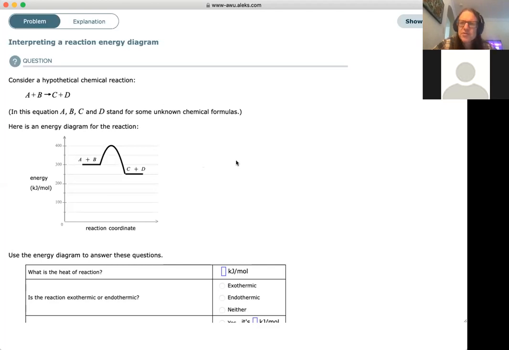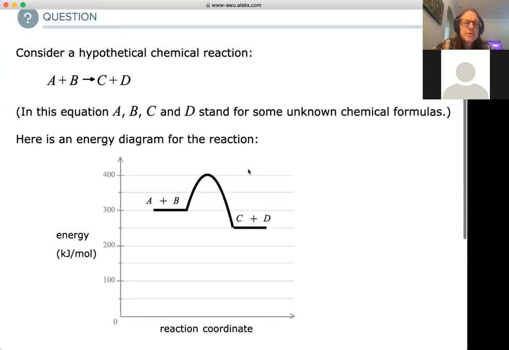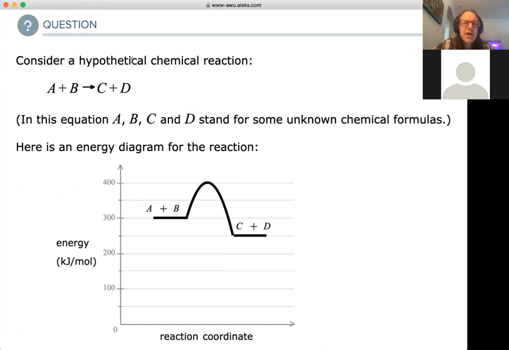You may have seen this in other courses. Sometimes people show it in biology courses. Okay. Here we go. So consider a hypothetical chemical reaction where A plus B is reacting to form C plus D. In the equation A, B, C, D are some chemical formulas, right? H2, O2, H2O, whatever. Here's an energy diagram.